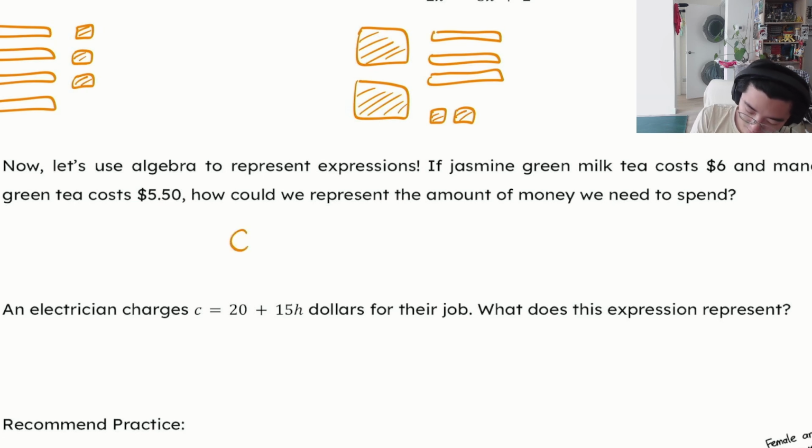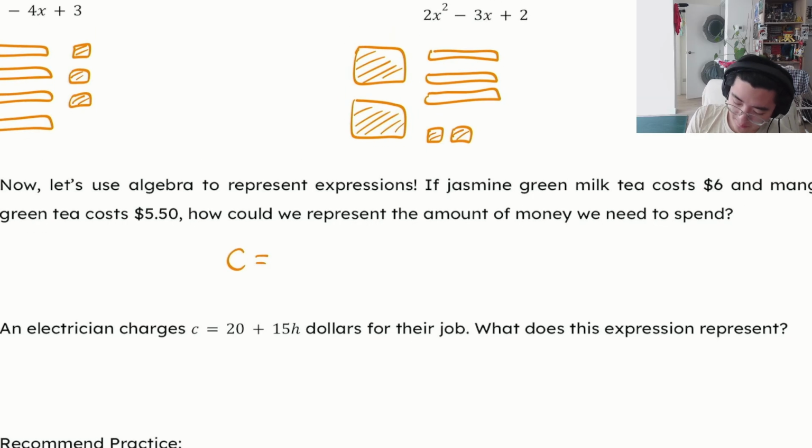Okay, so we can use an expression to represent this idea. So we can say our goal is to find out what the cost is. So we can start with C, that's the cost. And we know that a jasmine milk tea costs $6 each. So the amount of money we spend is just 6 times how many jasmine green milk teas we'll get. We'll represent that with J.